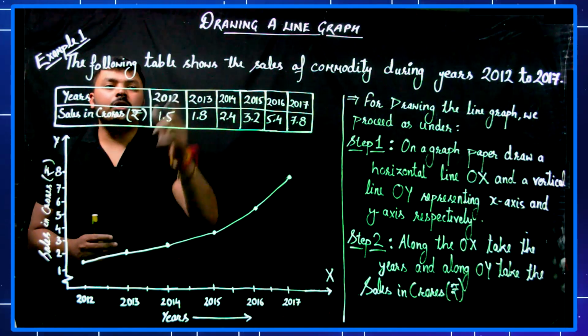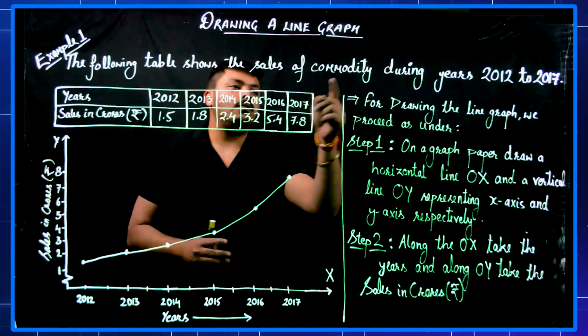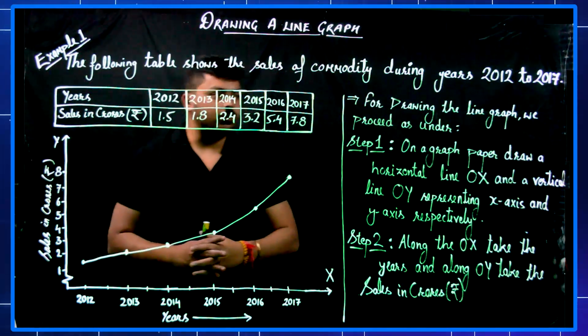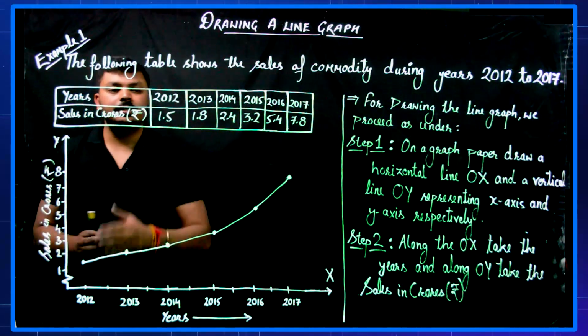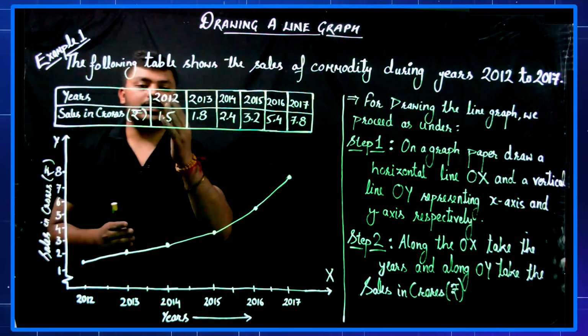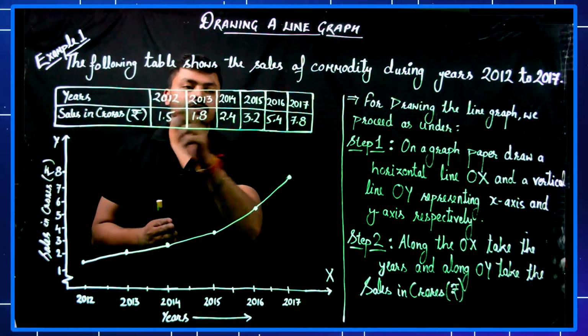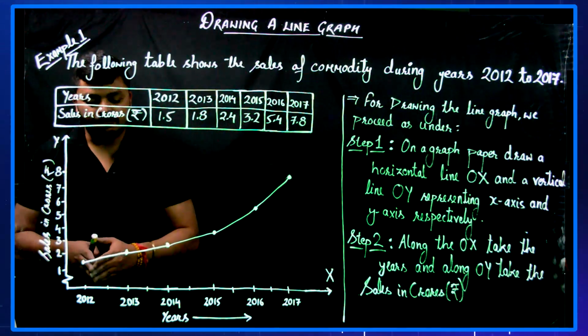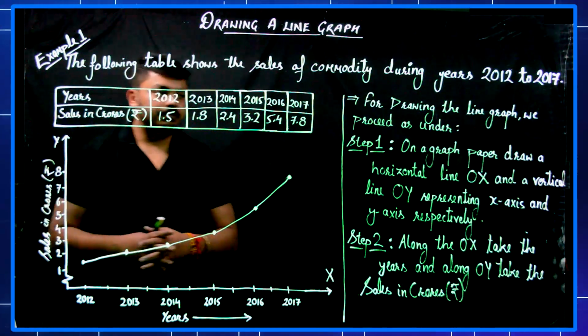Example 1. The following table shows the sales of a commodity during the years 2012 to 2017. So here is the table that gives the sale of the commodity for the respective years from 2012 to 2017. Now we have to draw a line graph for the given data.